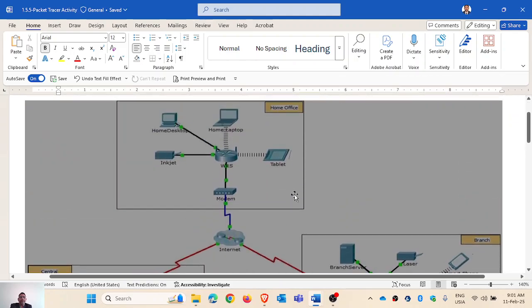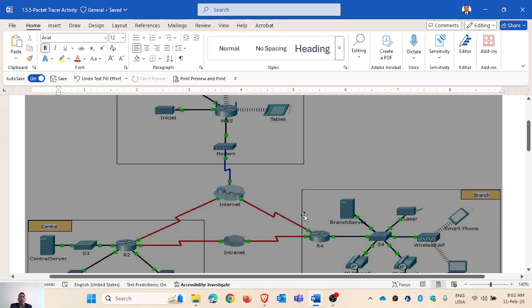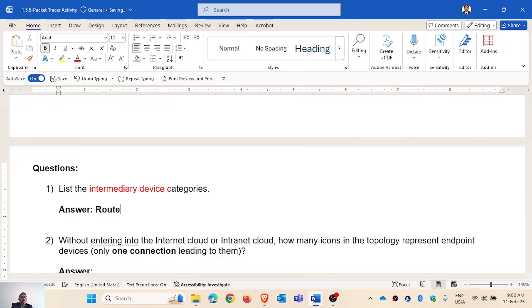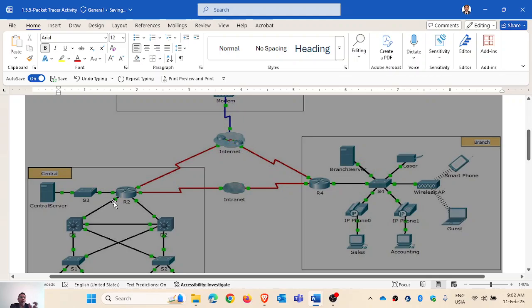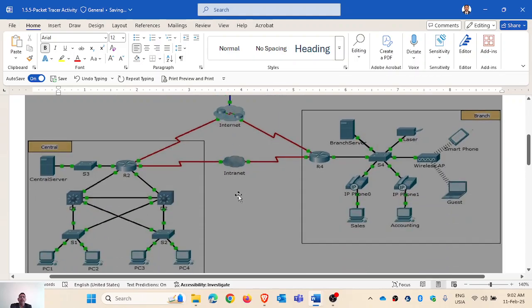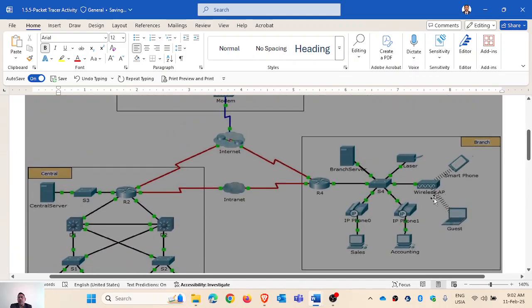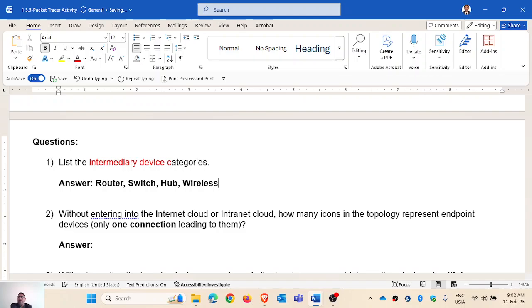So these are all intermediate devices. We write them one by one: router, switch, and hub. What is a hub? Maybe this small network connector; we can consider it a hub. It is also an intermediate device. Another one is wireless. This is also wireless, so the wireless connection is also an intermediate device.